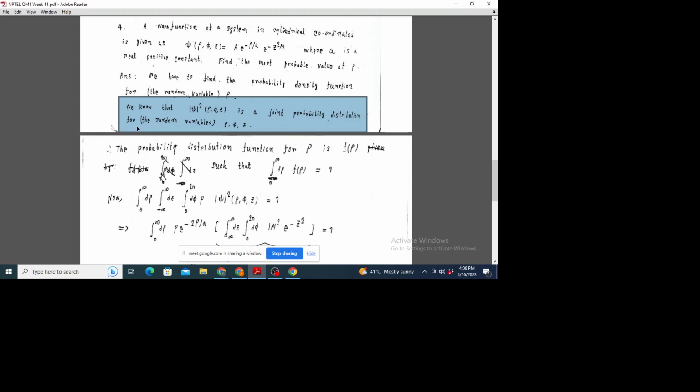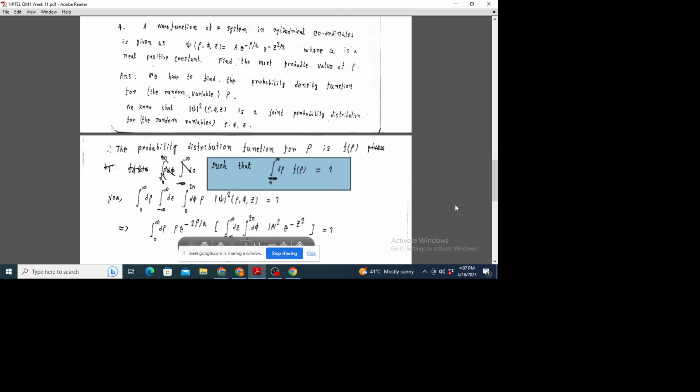So is it clear, or do you have any doubt? So the thing is that mod psi square is a joint probability distribution, and from that joint probability distribution, you have to find the distribution function of only the random variable rho. So we have to find the probability density function or distribution function for the random variable rho only from the joint probability distribution of 3 random variables.